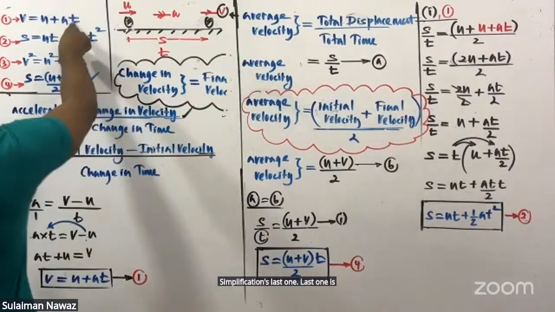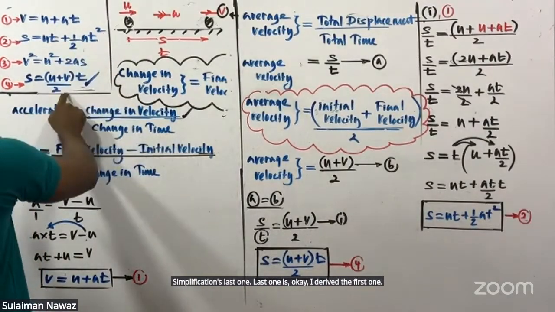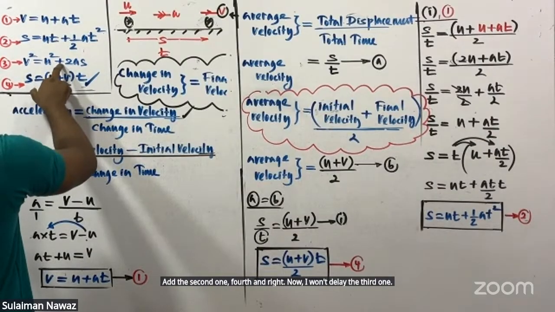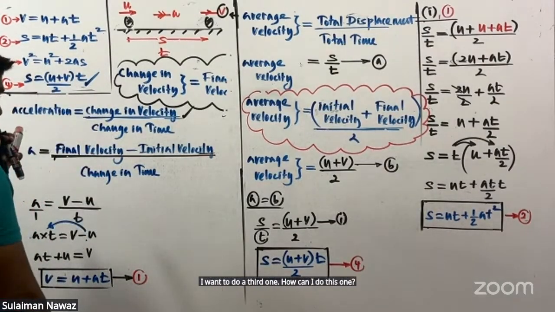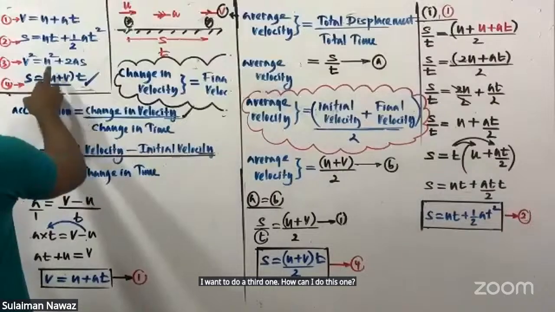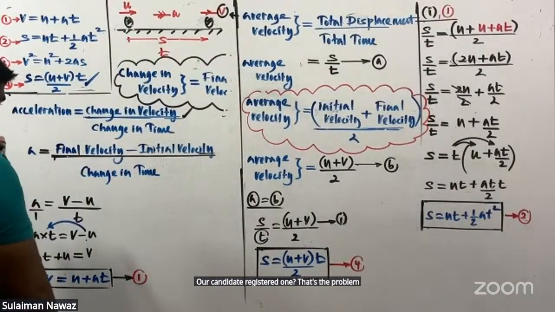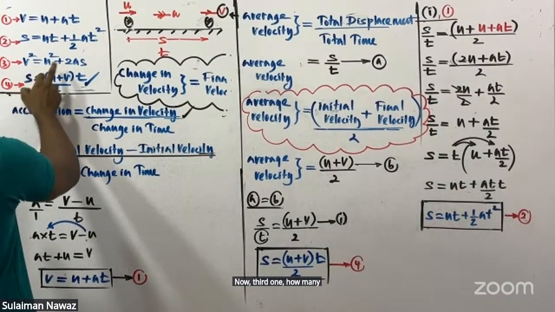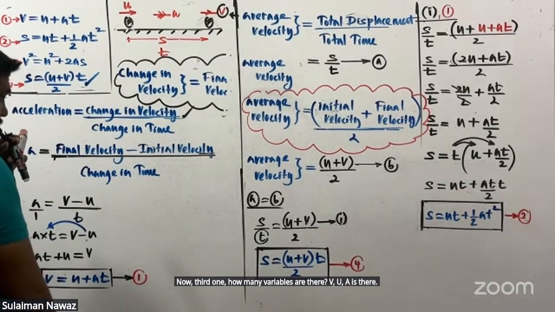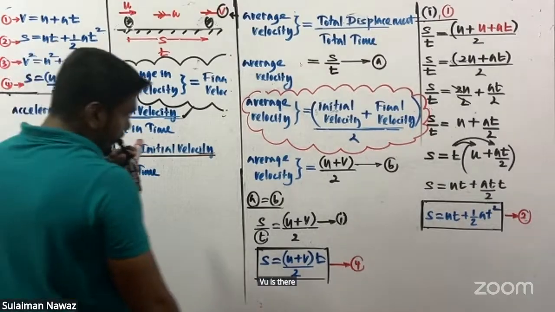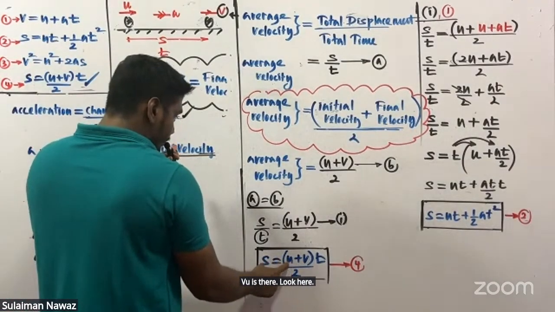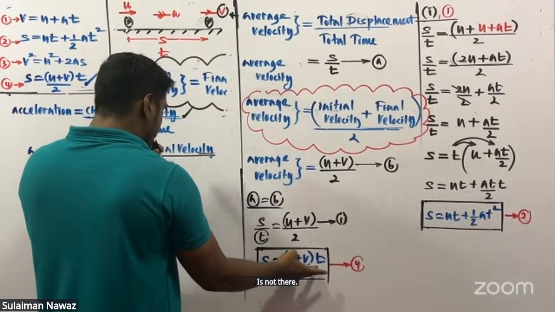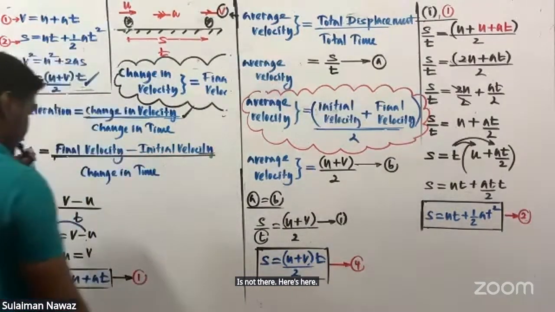I derived the first one. I derived the second one. Fourth one right. Now I want to derive the third one. How can I derive this third one? That's the problem. How many variables are there? V, U, A is there. In this equation, V, U, S, A is there, T is not here.